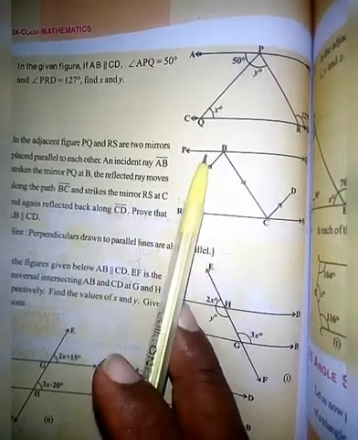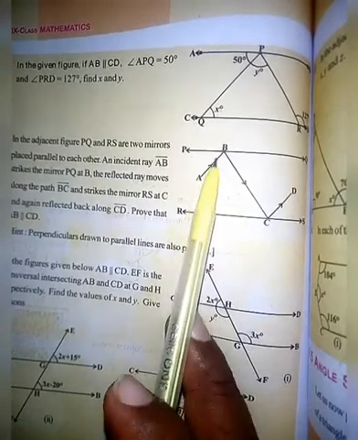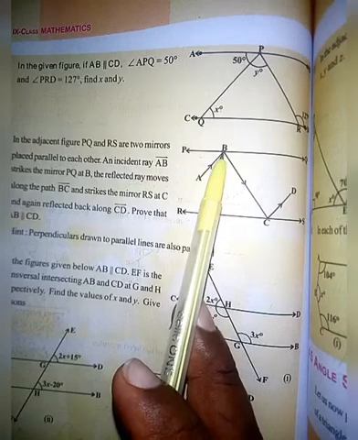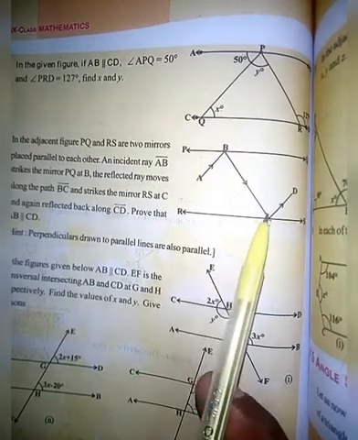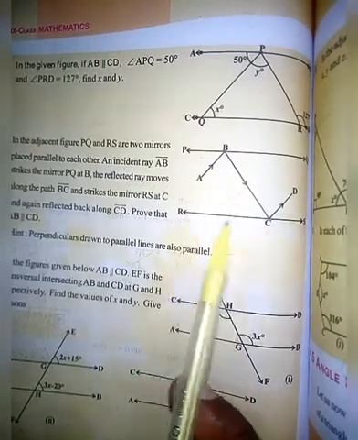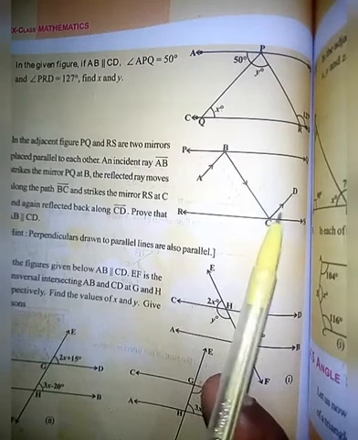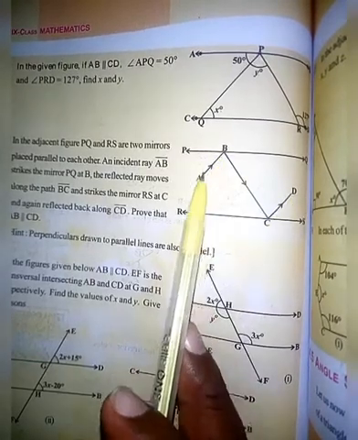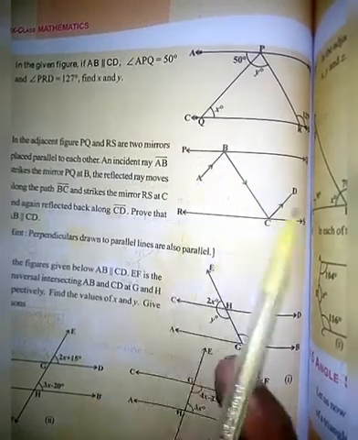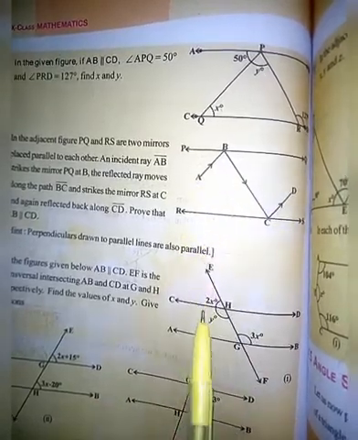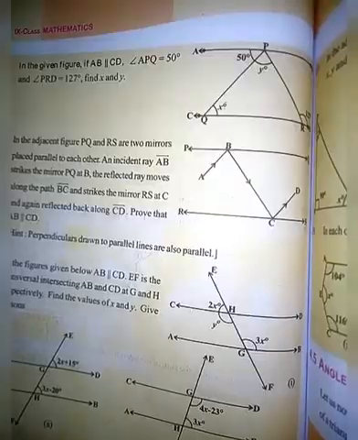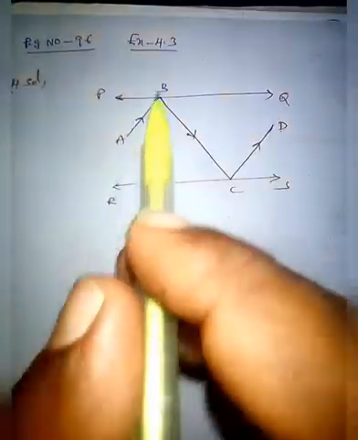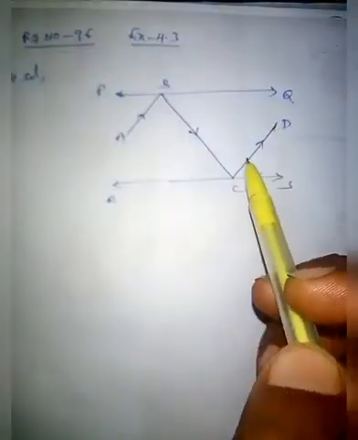So these are two mirrors, a ray is incident on the PQ mirror at B, and this ray is reflected back and travels in the path BC and again strikes the RS mirror at point C, and again is reflected back in the path CD. We have to show that the first path and the last path are parallel to each other. This is the figure given in the textbook. We have to show that AB is parallel to CD.